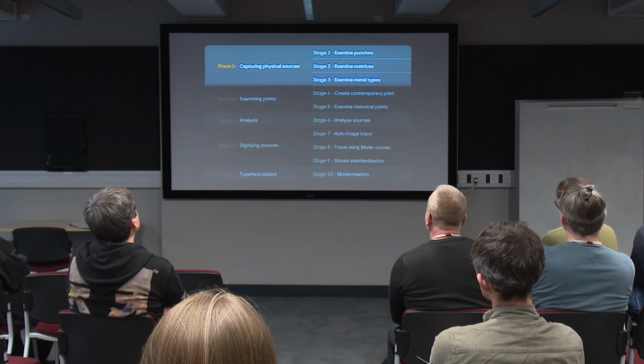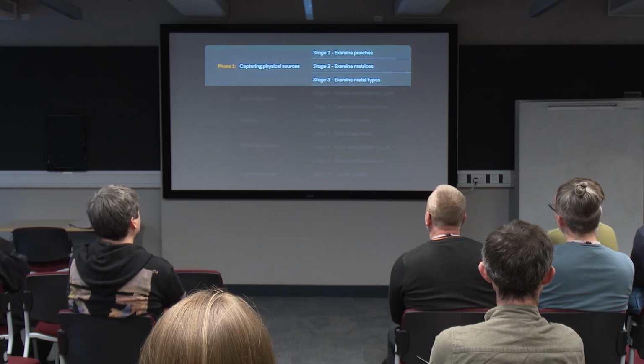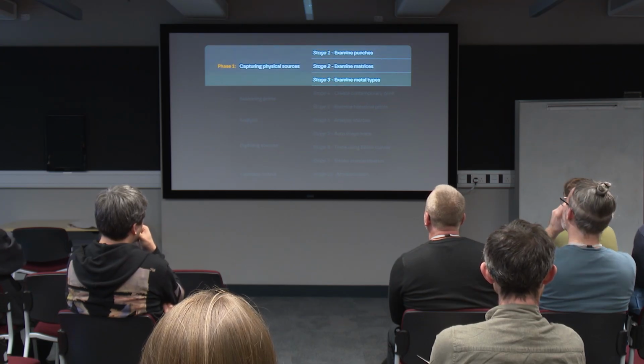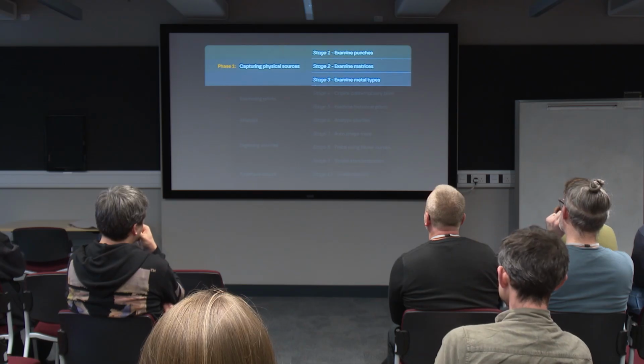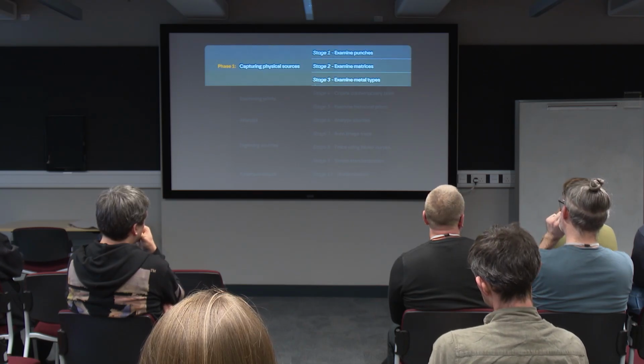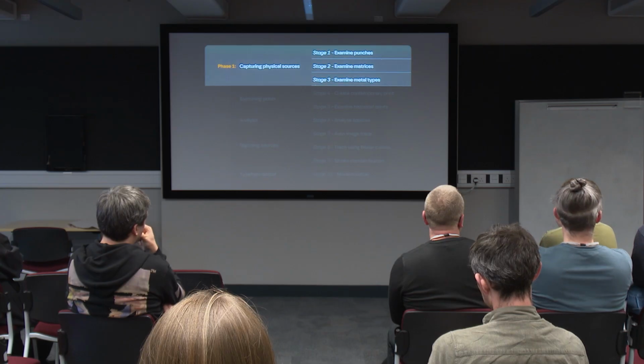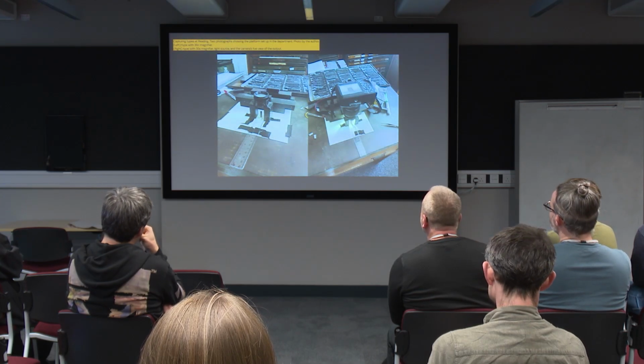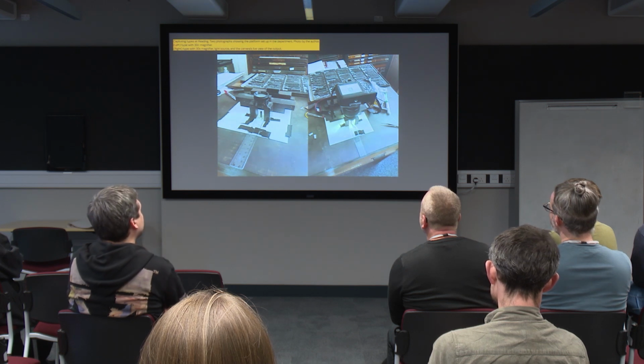So firstly, capturing the physical source. This gave us an evidence foundation. We start with examining the original matrices and metal type of Hong Kong type. Capturing those physical sources gave us a close look at the typeface's original design intent, before any distortion from ink and paper. Capturing the fine details of tiny metal type was challenging.